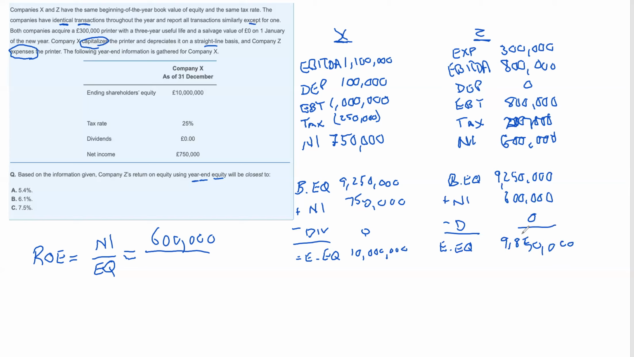And we can now transfer that over to our formula here, 9,850,000. And if we do this math, we end up with 0.0609, which is pretty close to 6.09% or 6.1%, which is exactly choice B. And that cracks the code for this question.